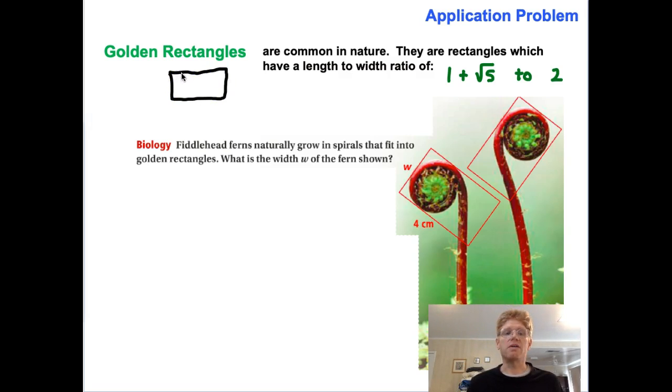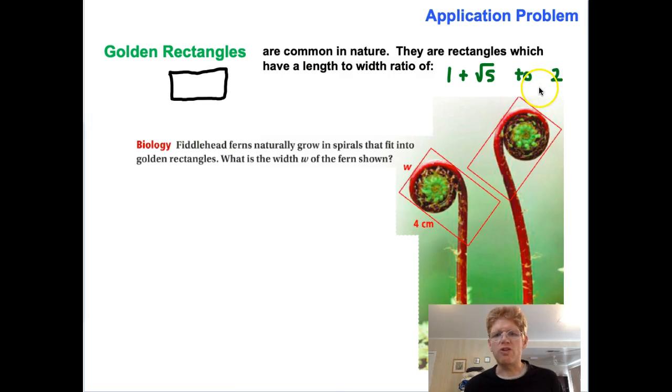It shows up in nature, it shows up in art a lot because it is just very common. The golden rectangle has a very specific ratio, and it is a ratio of 1 plus the square root of 5 to 2. We're going to use that to solve this problem. Fiddlehead ferns naturally grow in spirals that fit into golden rectangles, you can see there. What is the width W of the fern shown?